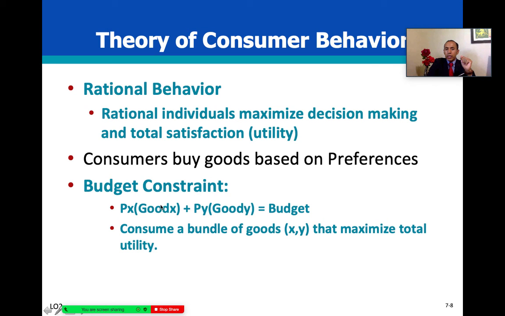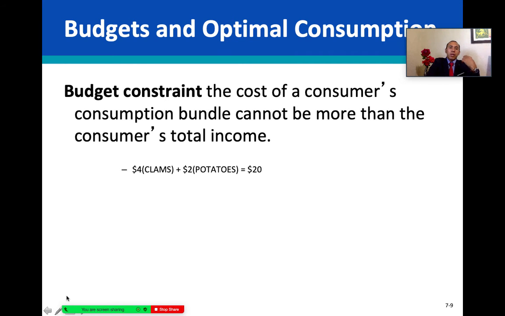drink and food, and we spend all of our budget. So we have the price of the drink times the quantity of drink, plus P of Y, the price of food, times the quantity of food consumed, and that equals our budget. So we're going to consume a bundle of goods X and Y that is going to maximize your total utility. Think about when you're hungry and you want a drink and you want some food, that's your X and Y, the goods that you're going to consume given your budget availability. Now, when we're looking at budget constraint analysis, you always want to optimize your consumption abilities.